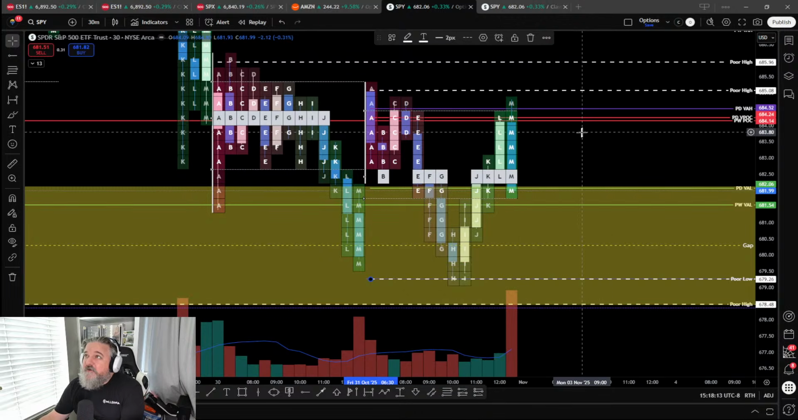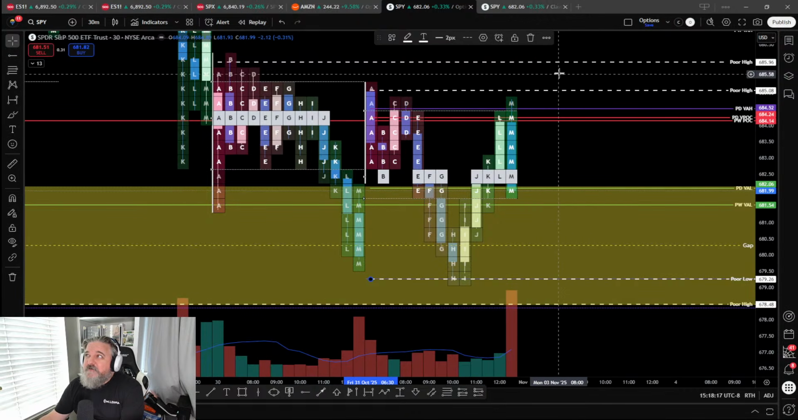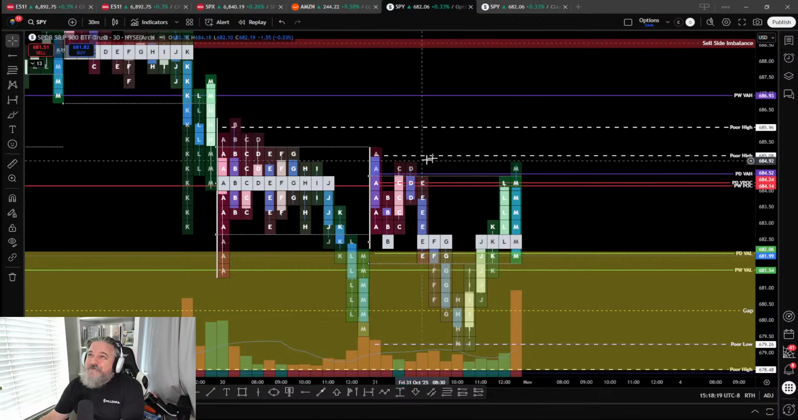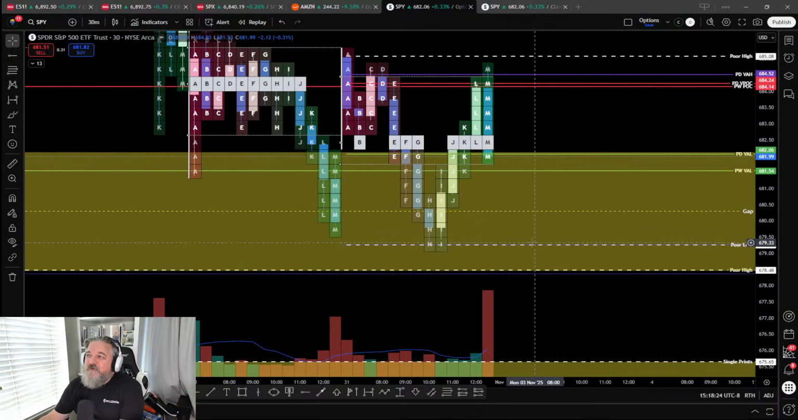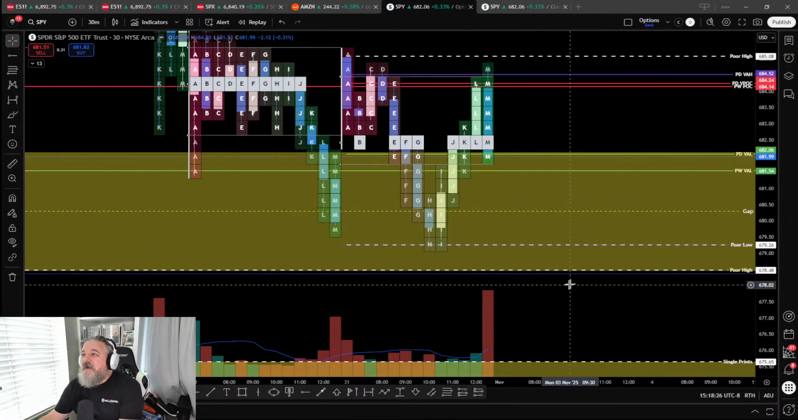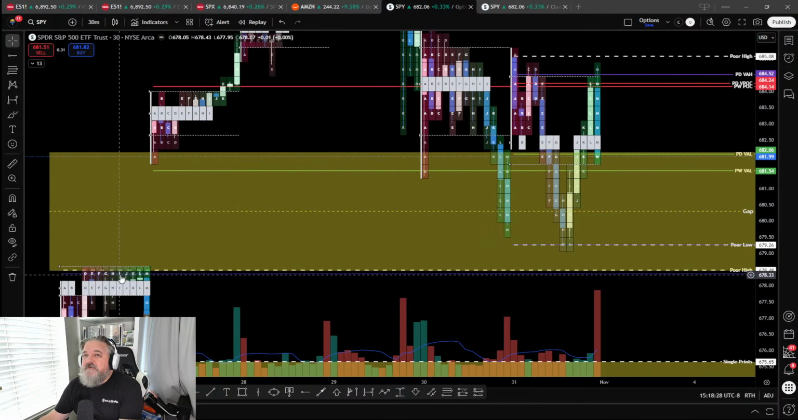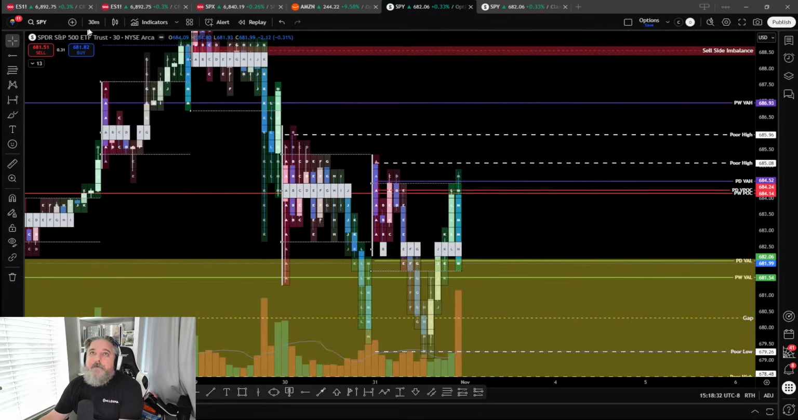So that doesn't really tell us very much. They're going to want to clean up both of these. We have two poor highs above, and we have two poor lows, or a poor low and a poor high below. This one, they managed to gap through, so I've left it on the chart.